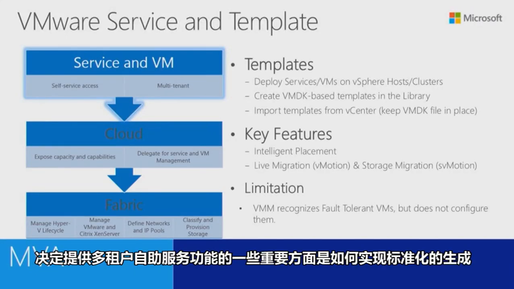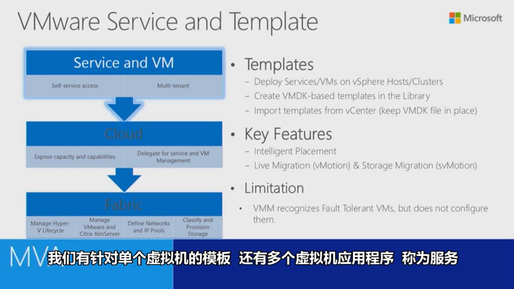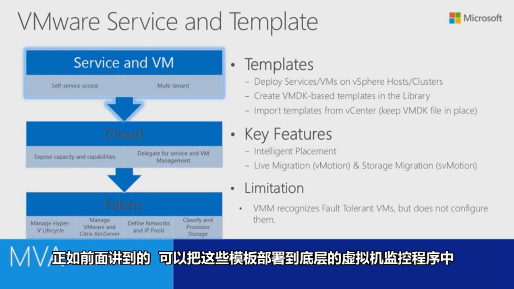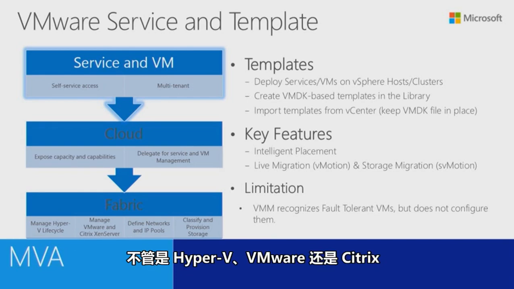That's right. So let's switch back on the slides and talk about our service and template concepts. Some of the key aspects in deciding to offer a self-service capability that's multi-tenant is how do you enable standardized builds. So for that, we have a concept called templates. We have templates for both those single one-off virtual machines as well as the multi-virtual machine applications, which we call services. Those templates can then be deployed, as we said earlier, on any of the underlying hypervisors under management, whether that be Hyper-V, VMware, or Citrix.